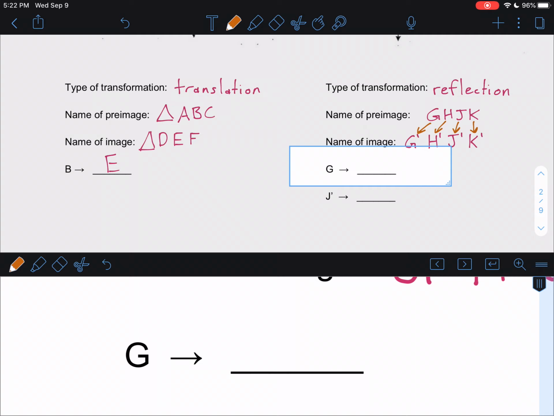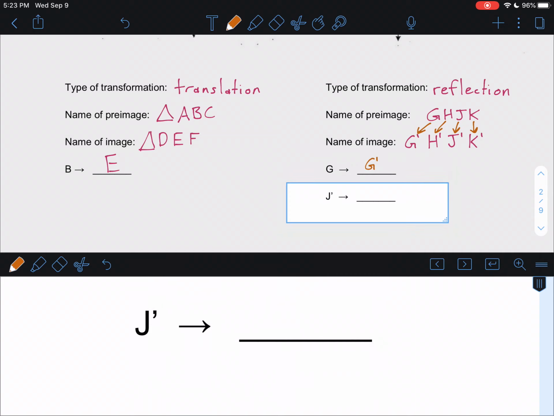So as we just said, G was mapped onto G prime. And J prime, so even though J prime isn't being mapped, it says J prime is mapped onto, and the way we would think about this is like if I were to undo the transformation. So if I undo it, J prime gets mapped onto J. So J prime came from J.